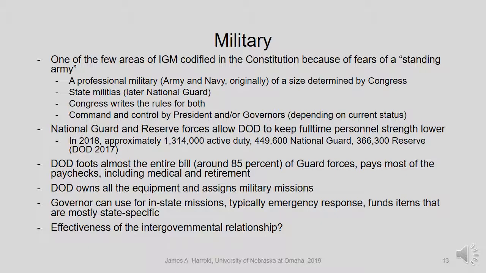And so this idea of National Guard and Reserve forces actually allows the Department of Defense to keep full-time personnel strength lower than it might have to be otherwise, based on the stated needs and the stated strategy. So in 2018, for example, there were about 1.3 million active duty members in all the services. But there were about 450,000 in the National Guard and another 366,000 in the reserves. So what you take from that is that nearly half of the forces, not quite half, but about 40% of the total force is National Guard and Reserve.